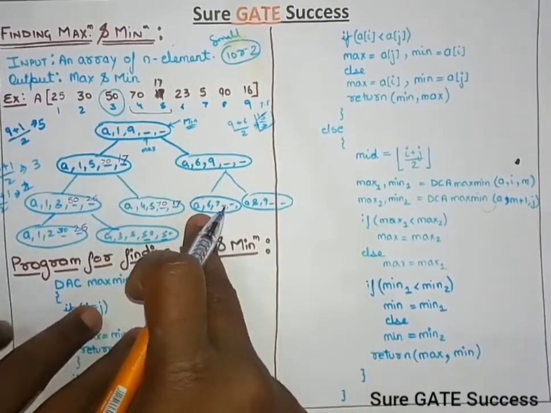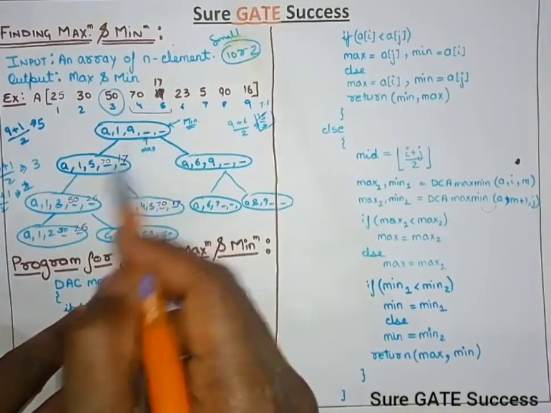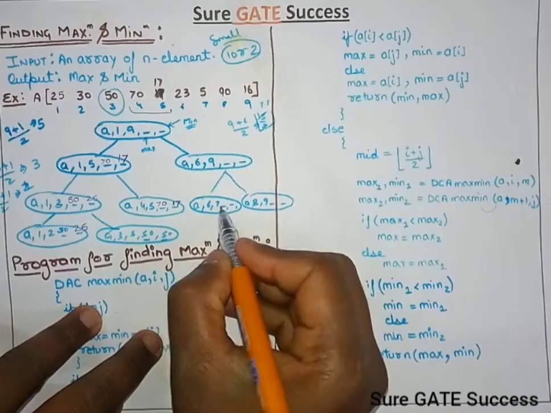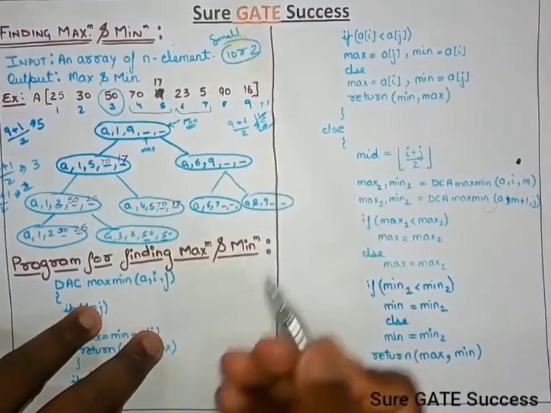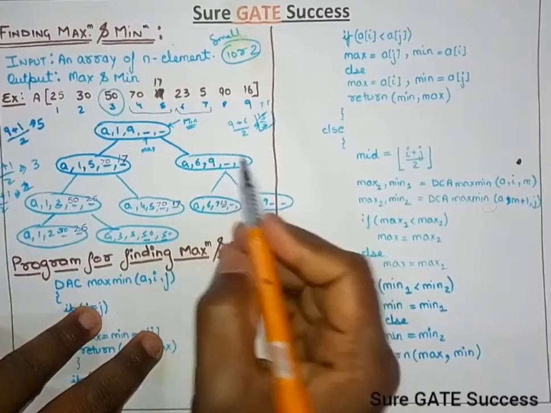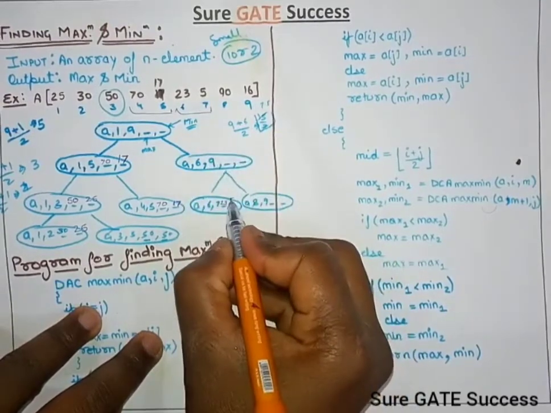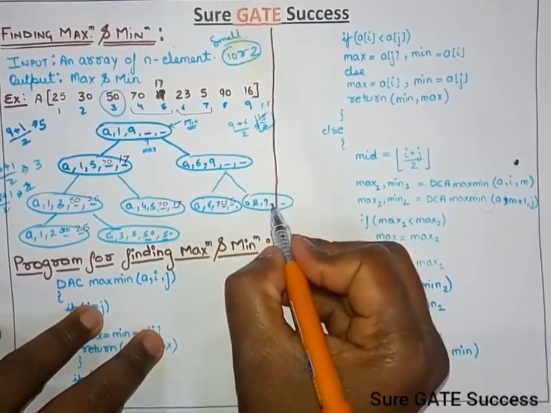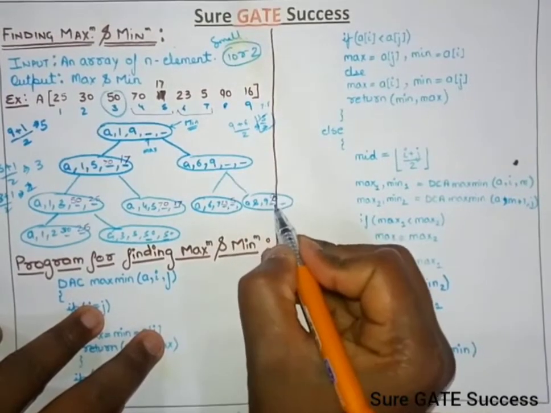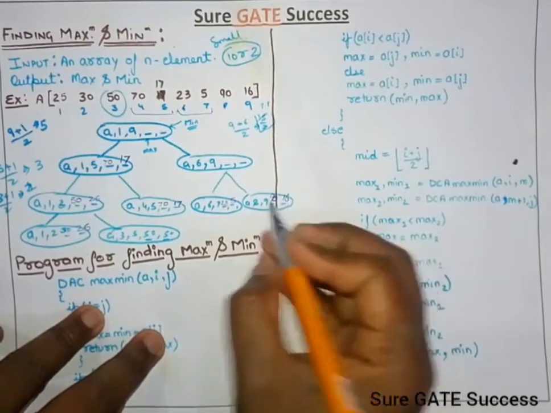Now we have to move here because we cannot solve it directly. We need to divide them further also. So let's come to this. Among the sixth and seventh, what is the maximum? 23. So put it here. And what is the minimum? 5. Put it here. Similarly, among 8 and 9, 90 is maximum and 16 is minimum.